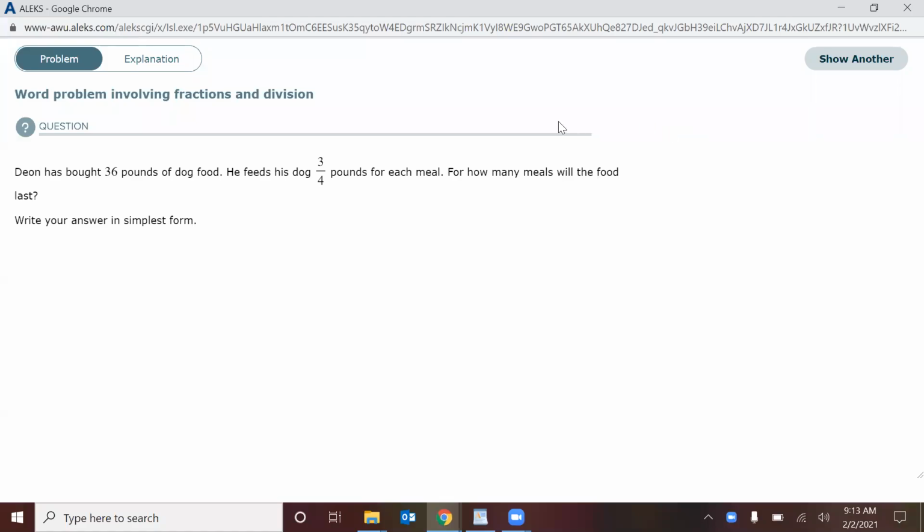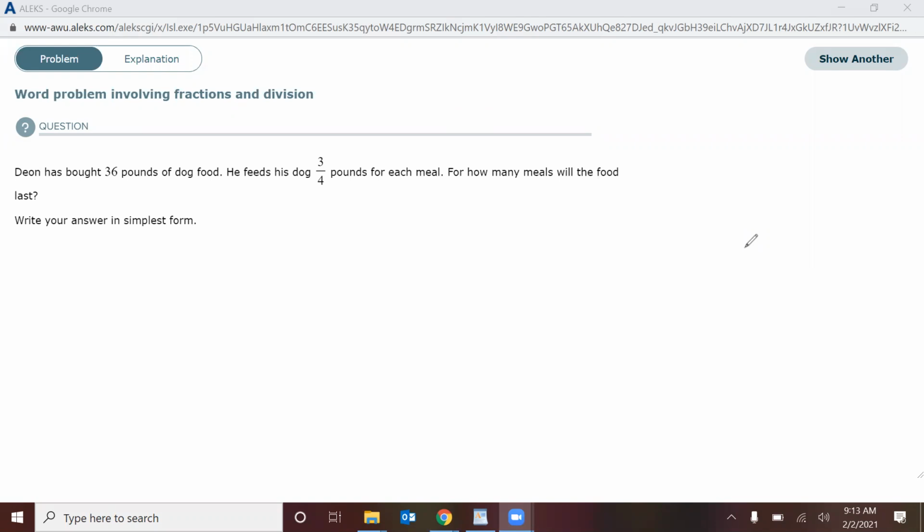All right, so now let's talk about word problems involving fractions and division. Dion has bought 36 pounds of dog food, gives his dog 3/4 of a pound each meal. For how many meals will the food last?